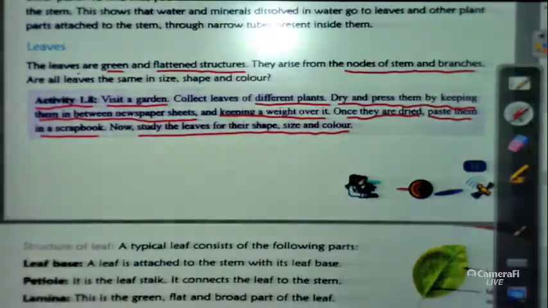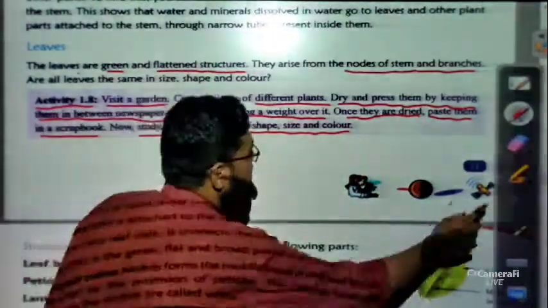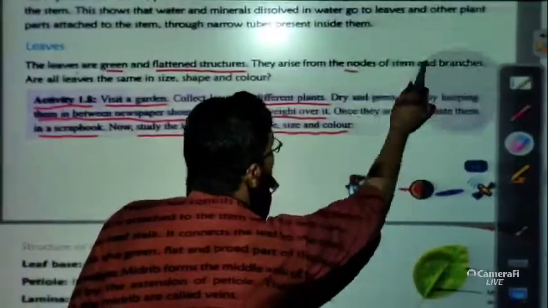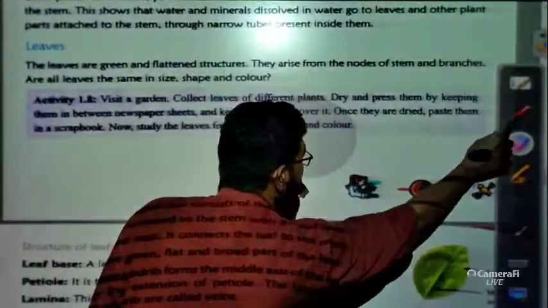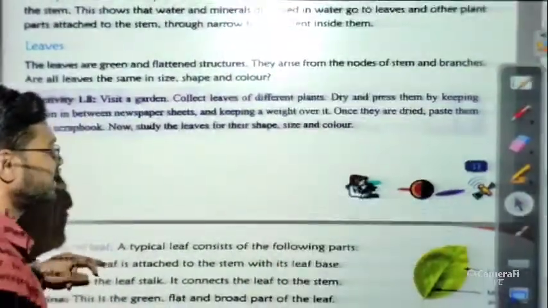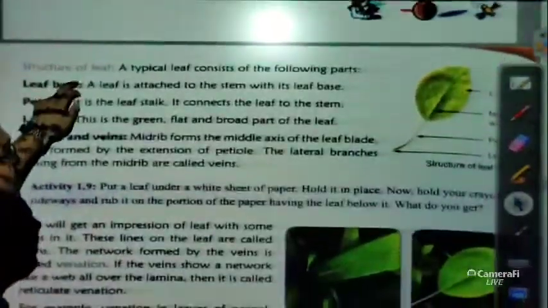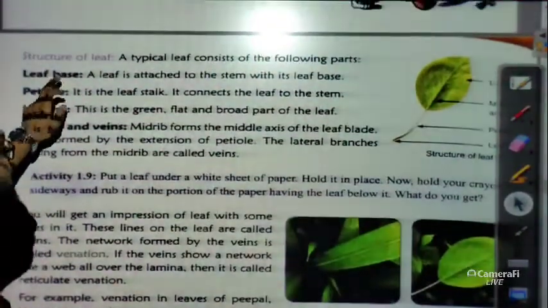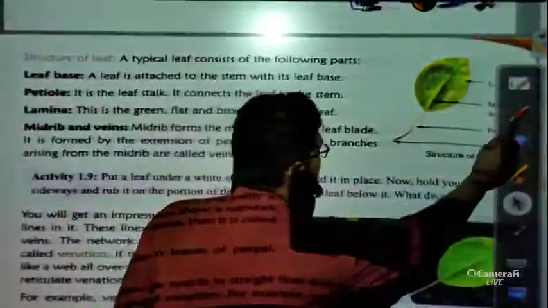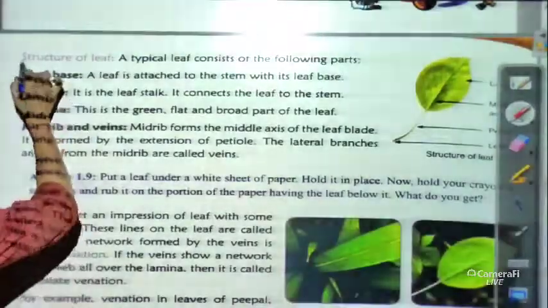Now next is the structure of the leaf. The structure of the leaf is very important, because there are so many parts in the structure of the leaves. So let me show you the structure of the leaves one by one. Now just have a look.